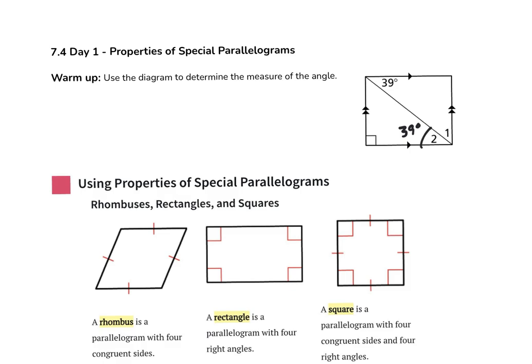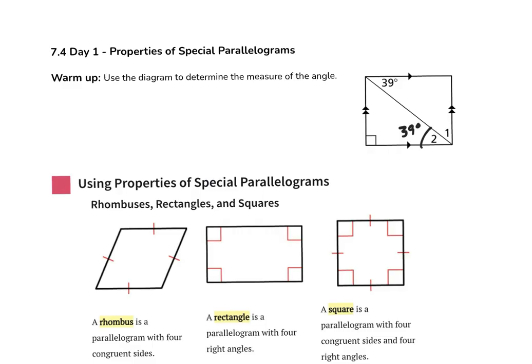Okay, and that goes way back to first semester when we talked about all those relationships: alternate interior, consecutive interior, corresponding, those kind of things. If we have parallel lines, we can use all those angle relationships, right? And that's a really big deal.